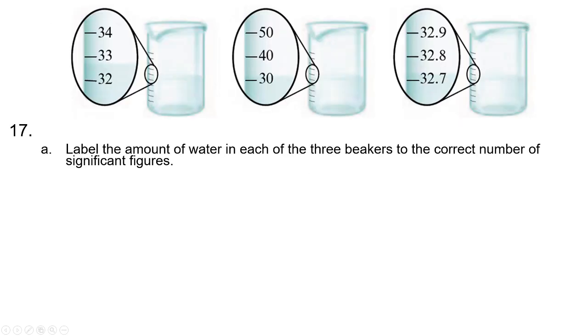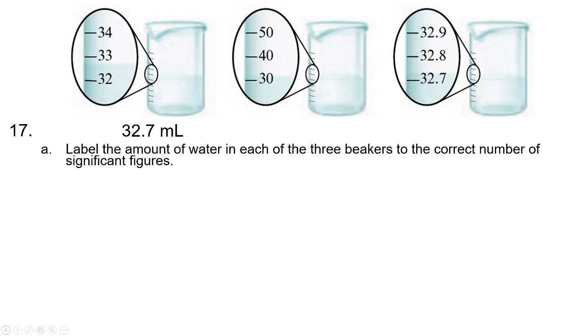Number 17. Here we have 3 different beakers, which have different degrees of precision, and we want to answer the following questions. We want to label the amount of water in each of the 3 beakers to the correct number of significant digits. So when you're taking measurements, we have to remember we want to go as accurate as the instrument will let us, plus an estimated digit. So in this case, we're between 32 and 33. I'm certain it's greater than 32, and I'm certain it's less than 33. So I'm going to give an estimate here of about 32.7 milliliters.